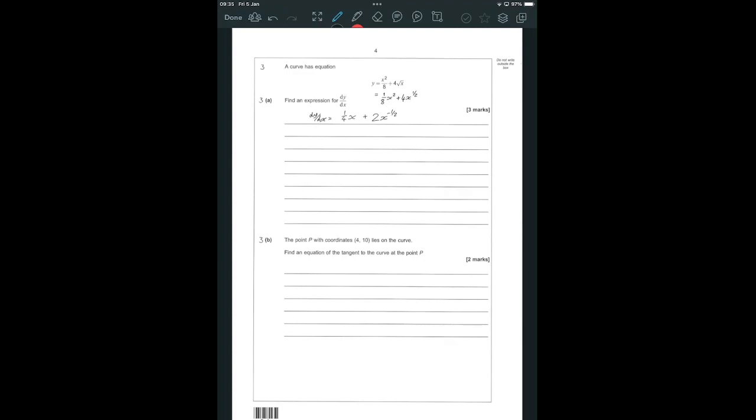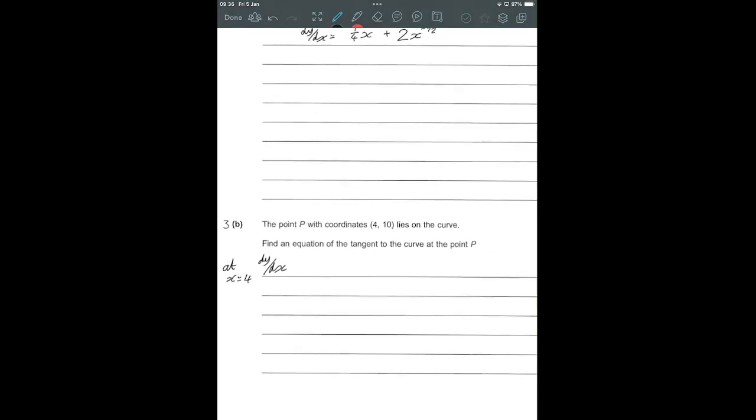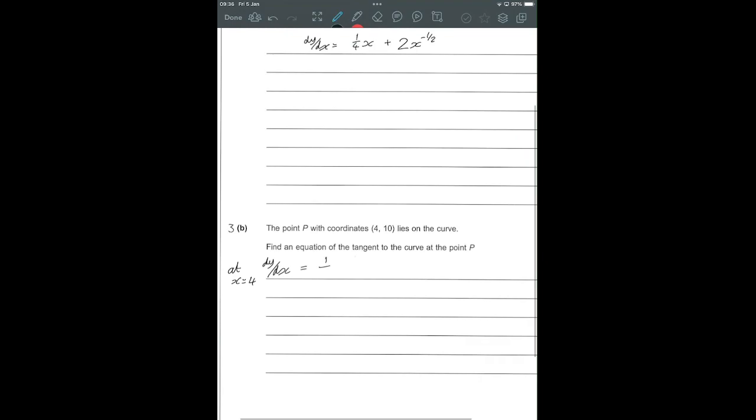The point P with those coordinates lies on the curve. Find the equation of the tangent at the point P. Okay, well, tangent means I need to find the gradient, so dy by dx at x equals 4 is my coordinate, so that's going to be a quarter of 4 plus 2 times 4 to the negative a half. Calculator is going to give me an answer there. Of course, you might be able to do some of these calculations mentally. Go for it, but I will always check with the calculator. That gave me a gradient of 2.